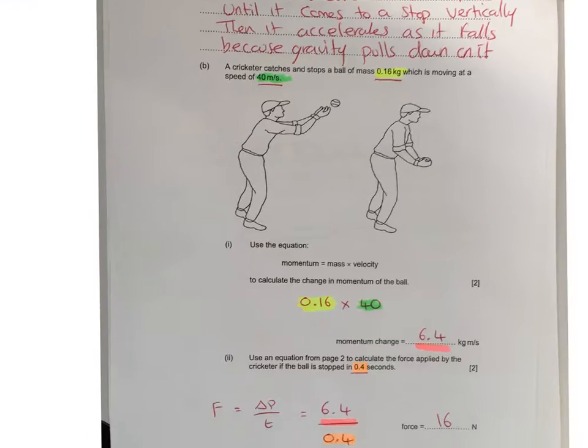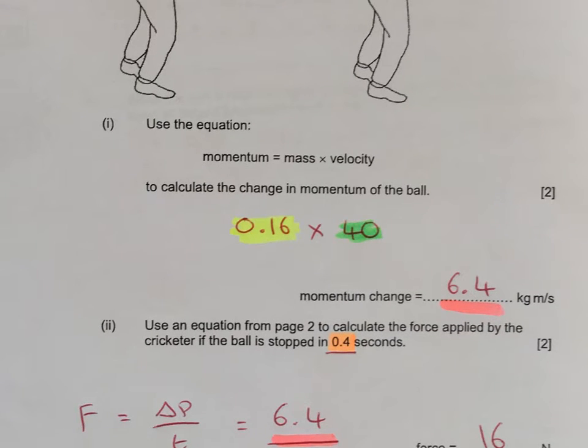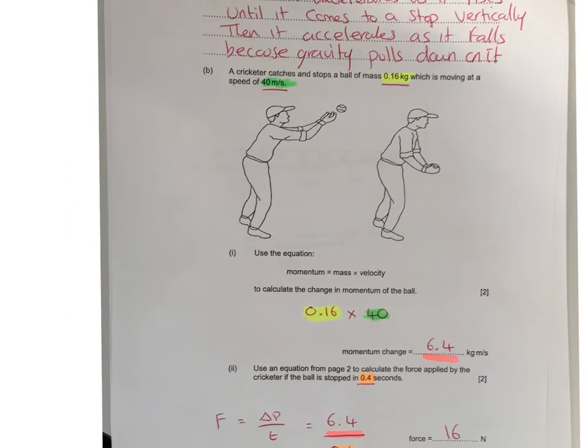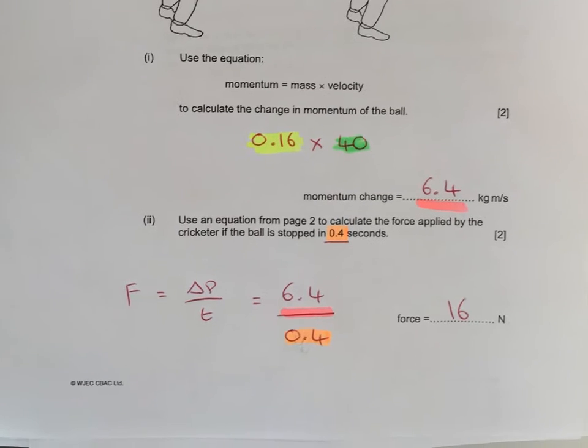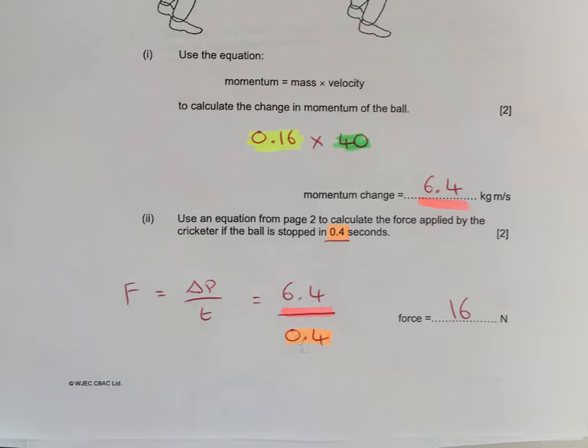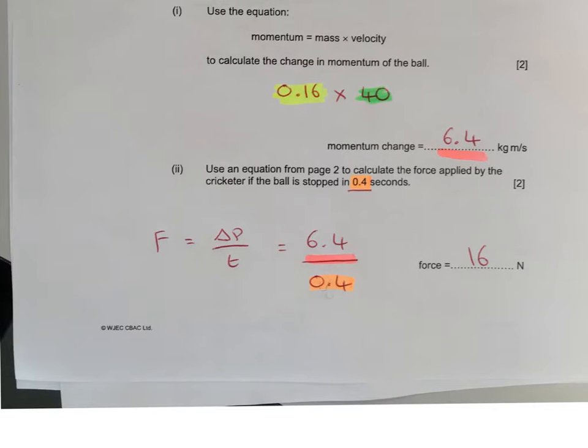That's what's happening there. Calculate the change of momentum of the ball. So this is applying to triple only. So you can see I've got the mass and the speed there. So that's momentum. Momentum change 6.4. Use the equation from page 2, which is force and change of momentum over time. So I got that 6.4, which is my change of momentum over the time of 0.4 seconds. Gives me 16 newtons.